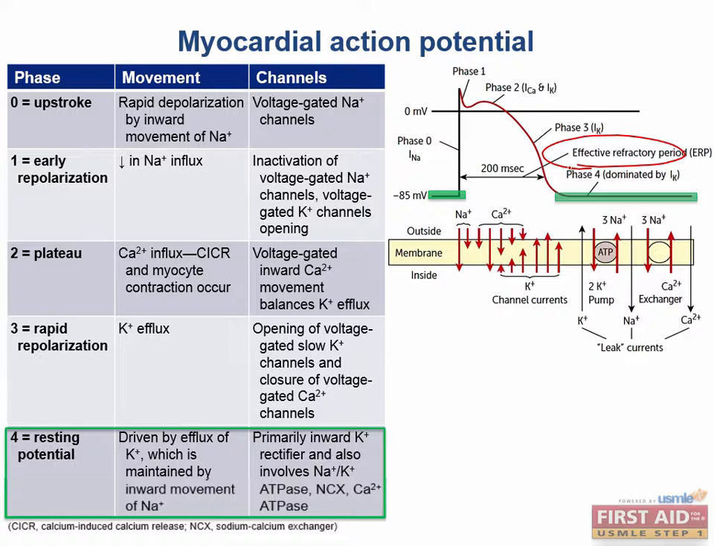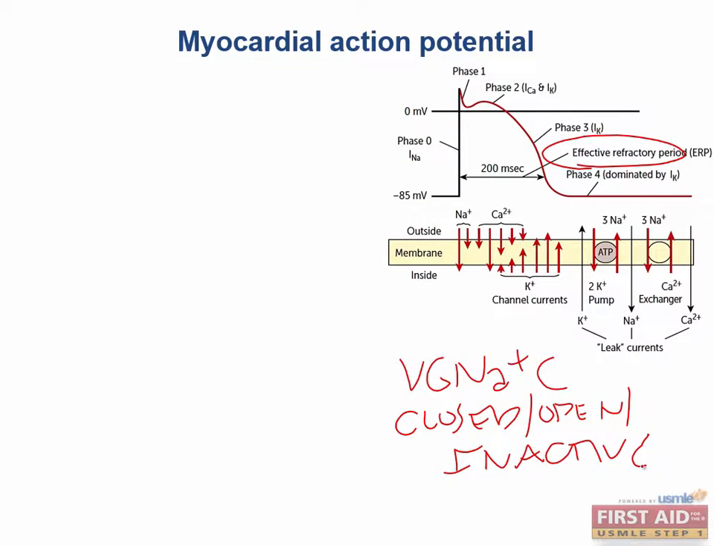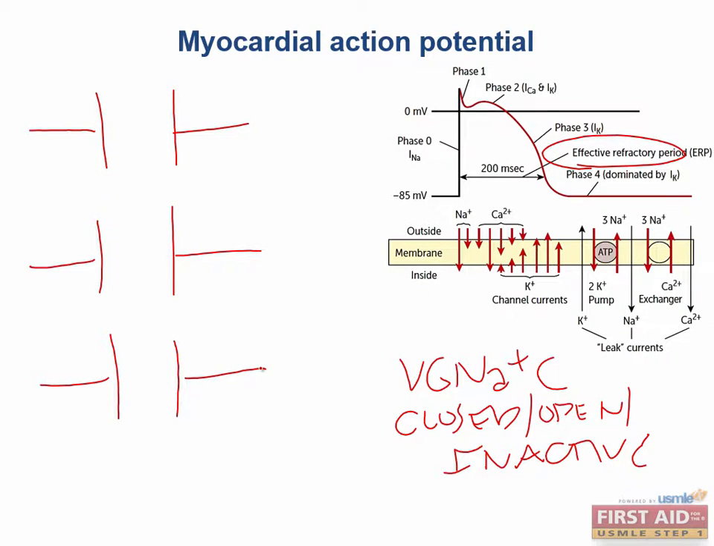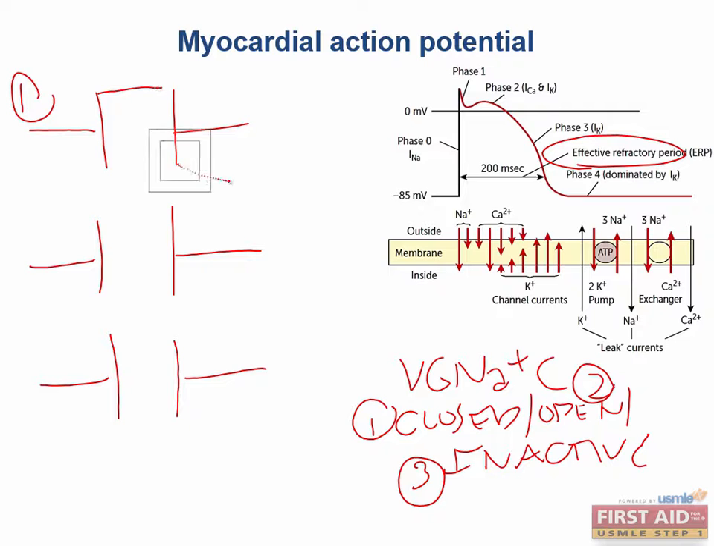So to understand the effective refractory period, we need to know that it depends on the state of the voltage-gated sodium channels. These channels can be in a closed, open, or inactive state. So quickly let's draw 3 different channels. So here's one channel, here's another channel, and here's another channel. The 3 different types, again, are closed, so we'll label closed 1, this will be 2, and inactive will be 3. So number 1, we have the resting or closed state, where the activation gate is closed and the inactivation gate is out of the way.